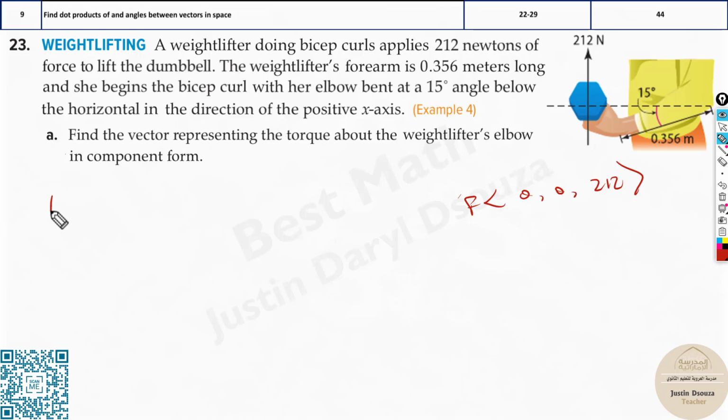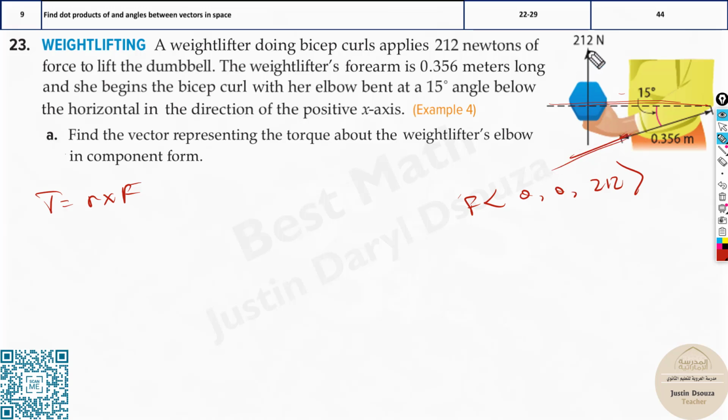Now what about the directed distance? Torque is R cross product F. So what about R? This is the arm. The distance is how much? 0.356. And she begins the bicep curl with the elbow bent at a 15 degree angle below the horizontal in the direction of the positive x-axis. Okay. So here you can see this is along the y-axis, right? But we are dealing with this one. It's positive towards the x-axis. It's going like this.